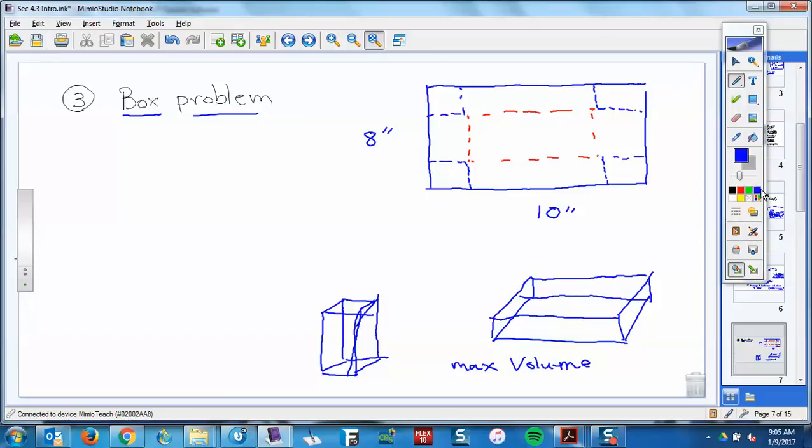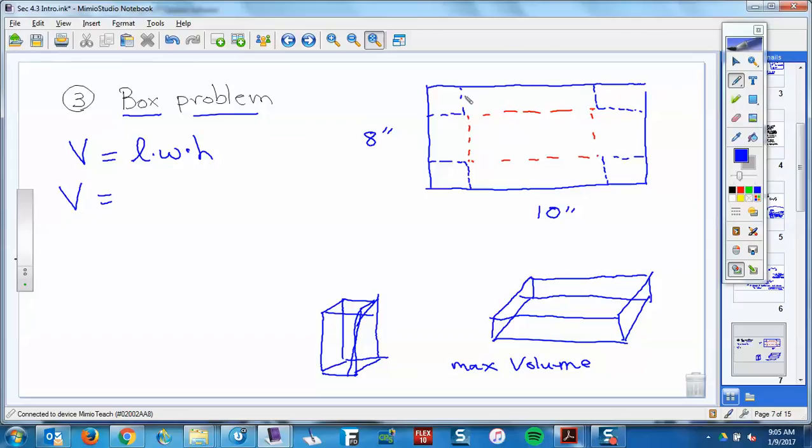So, step 1 was what? So what are we trying to maximize? Volume. Step 2, write an equation for that. V equals length times width times height. Step 3. Get that in terms of one variable.